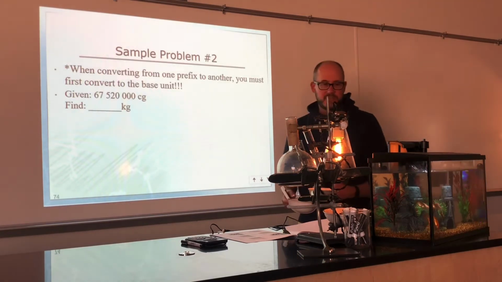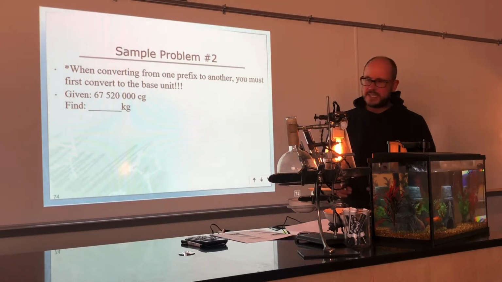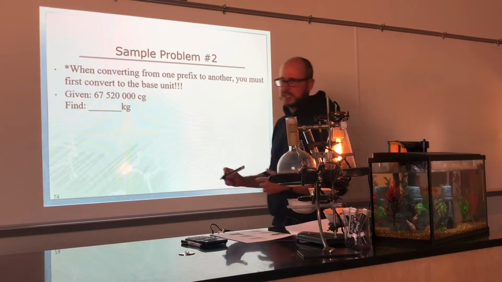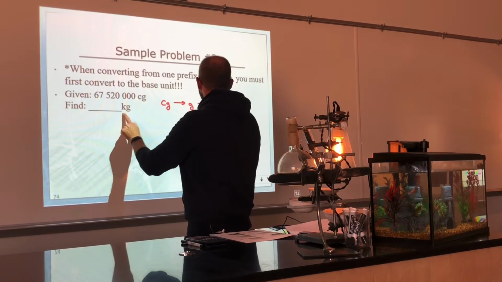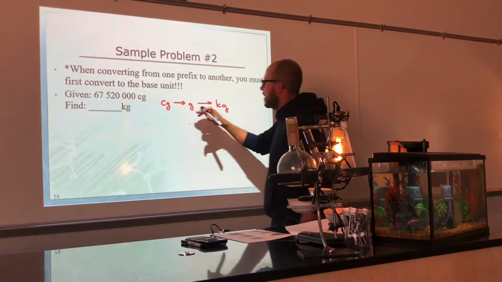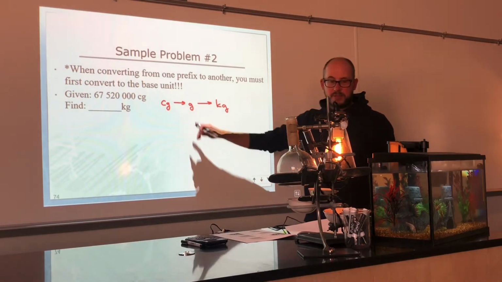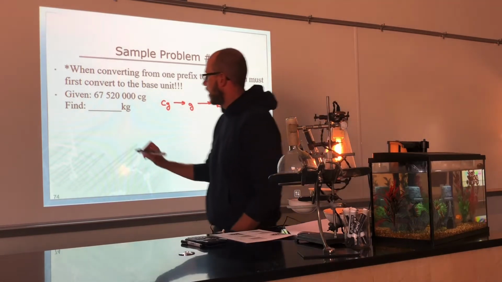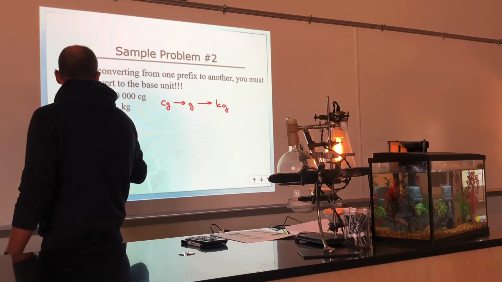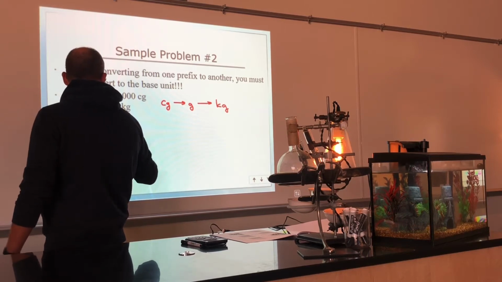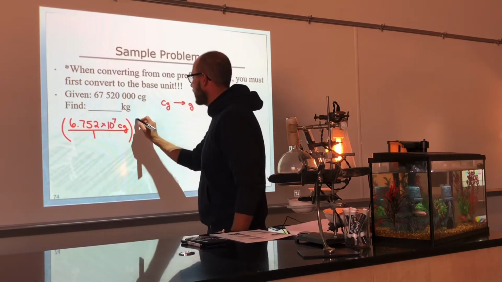If we have two prefixes, then we have to take a little side trip and convert to the base first, because that chart only tells us how to relate things to the base. So centigrams will be converted to grams first, then to kilograms. The nice part about laying out a plan like this is every arrow in the plan represents a conversion factor, and it's going to take 2 conversion factors to get the job done. So we'll begin with 6.752 times 10 to the 7th centigrams over 1. 2 conversion factors.